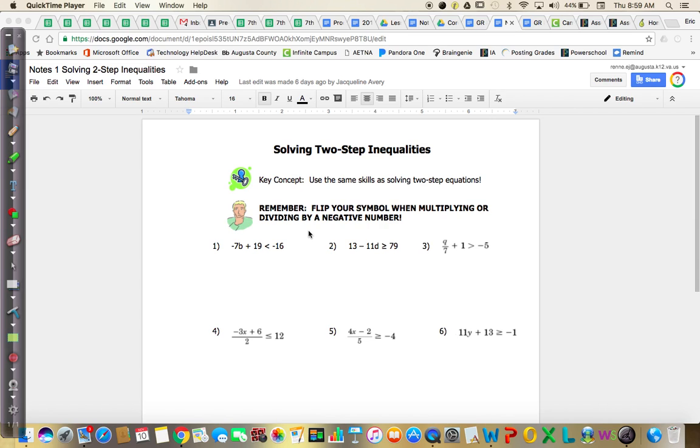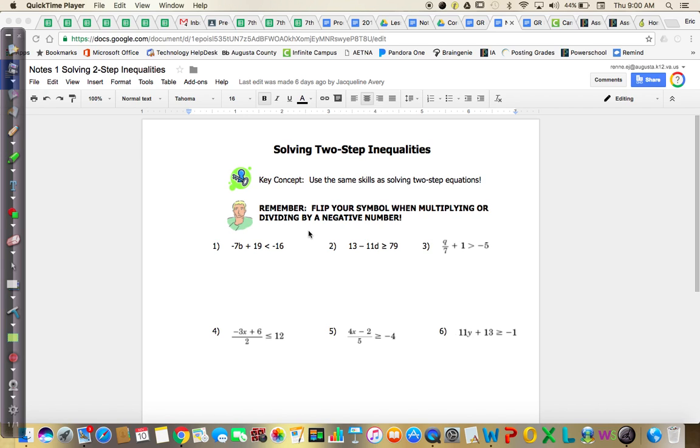Today's note sheet will cover solving two-step inequalities. And the key concept here is using the same skills as solving two-step equations. So we've already learned the process for two-step equations. We're going to apply the same process to two-step inequalities.